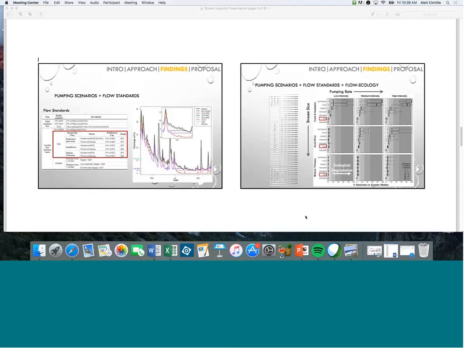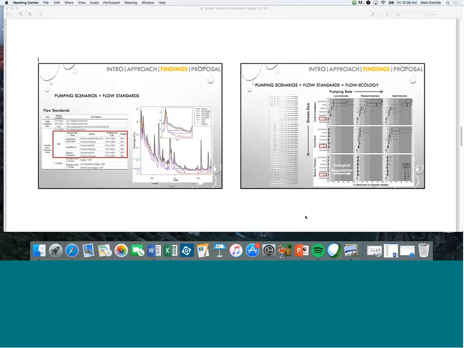If you go to slide 14, we can use our flow ecology relationships, and we can translate the pumping scenarios and the flow standards into sort of ecological ramifications. And that's what we're trying to show here in the series of graphs on the bottom right, where pumping rates are increasing. If we're looking at the graph on the right, pumping rates are increasing from left to right.